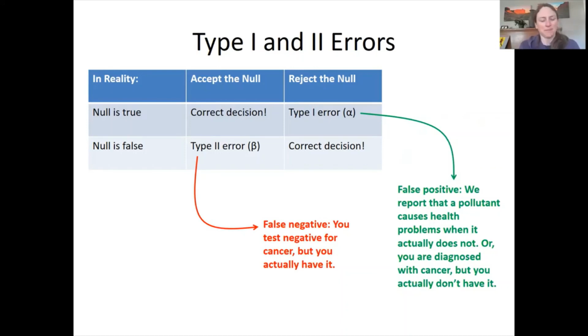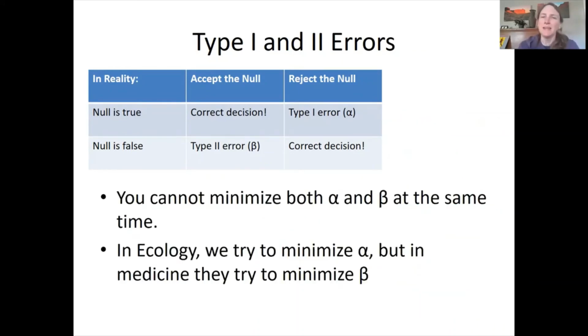So there are some differences in terms of different types of sciences. In ecology, we try to minimize type 1 errors, and in medicine, they try to minimize type 2 errors. So you cannot minimize both alpha and beta at the same time. As ecologists, we would rather be wrong in the way that there is an effect but we don't see it, than to say there is an effect when there isn't one. And doctors would rather tell you that you are sick and treat you as if you are than to let you be sick and not know about it and not get treated. Okay, so there are some differences between sciences.